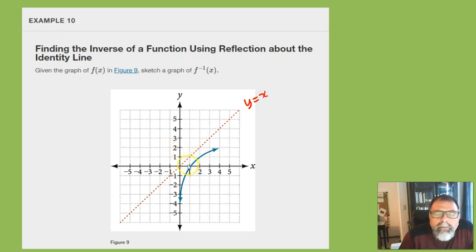So 0, 1. If I flip it, it'd be 1, 0. Actually, that wasn't quite 0, 1. It's off a little bit. This one's just about 1, 2, so I'm going to do 2, 1. And then this one looks like about 2, 4, so I'm going to do 4, 2, or just about. And then this one is 1/2, 1, so I flip it. It'll be 1, 1/2.